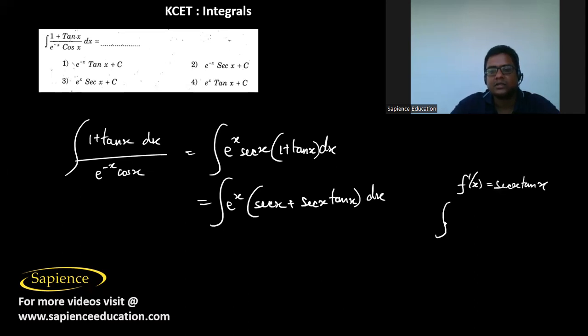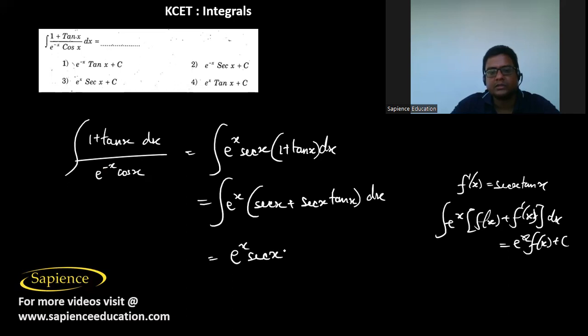So since we know that integral e power x into (f of x plus f dash x) dx is equal to e power x into f of x plus c, this will also be e power x into sec x plus c. So option 3 is the correct answer.